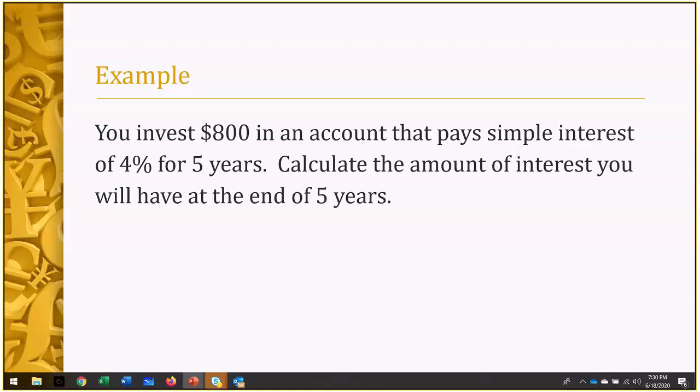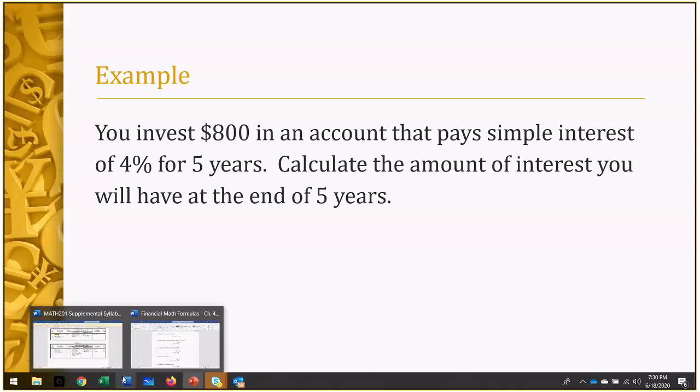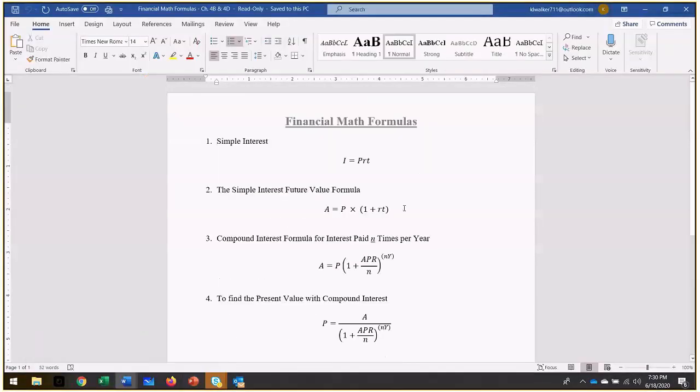It's either going to be the I equals PRT or the P times 1 plus the rate and the time. So here's what I'm talking about. When it's simple interest, it's got to be one of these 2. It has to be. These are the only 2 simple interest formulas. We'll narrow it down as we continue through the problem, and we'll figure out which one we're going to pick.